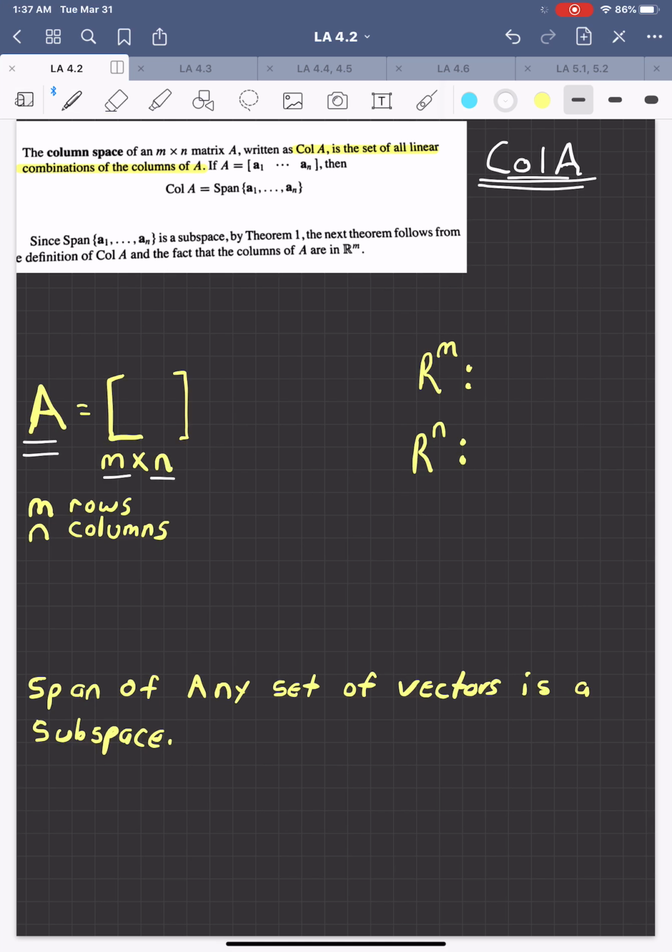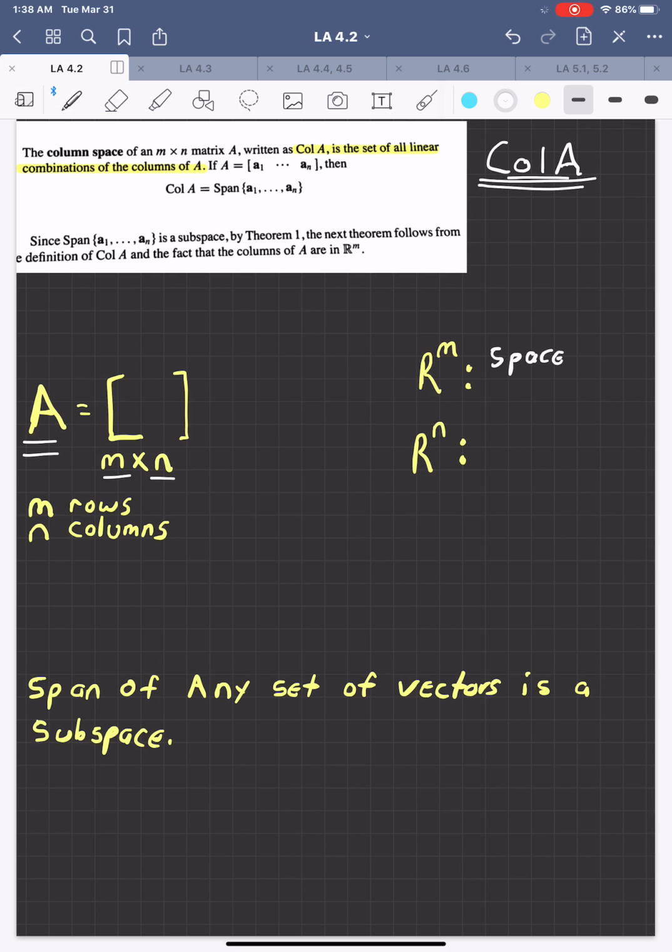Are you ready? So, do you agree with me that R2 is two-dimensional space, right? R3 is three-dimensional space. But what is Rm? What is Rn? Well, it's simple. It's just the space, right? It's just whatever space. Could be two-dimensional space, three-dimensional space, four-dimensional space.